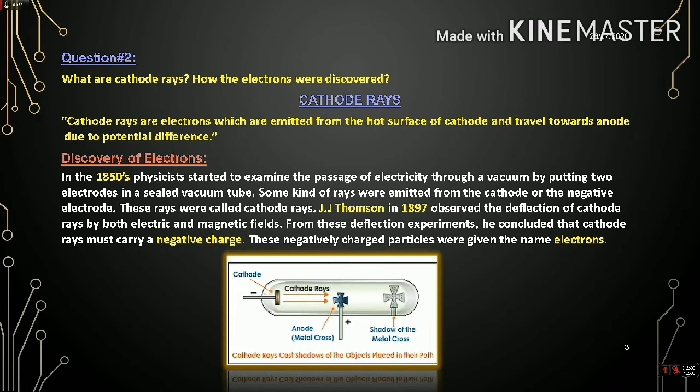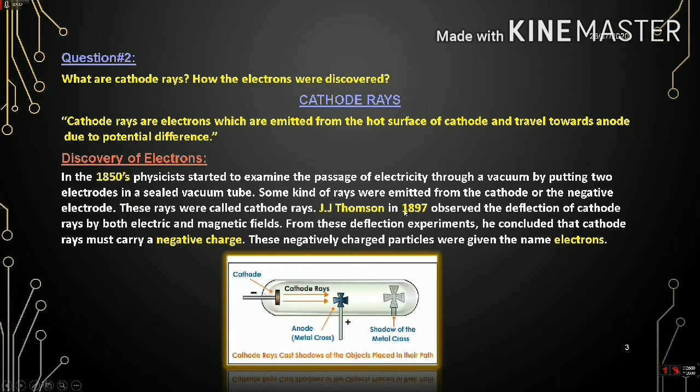In 1850, physicists started to examine the passage of electricity through a vacuum by putting two electrodes in a sealed vacuum tube. This is the cathode. Some kind of rays were emitted from the cathode, the negative electrode. This is the cathode and it is negatively charged. These rays which were emitted from the cathode were called cathode rays.